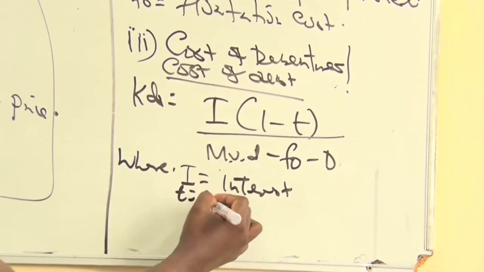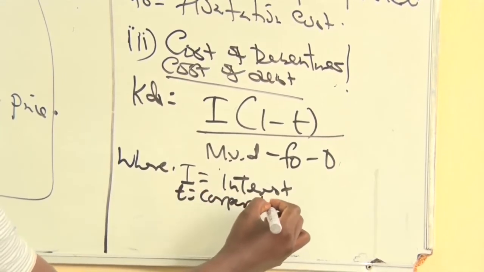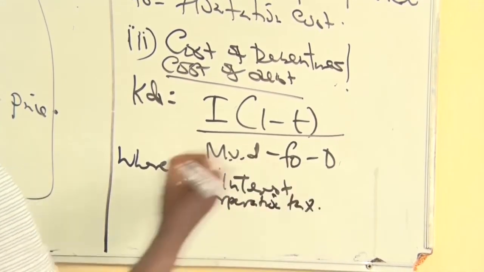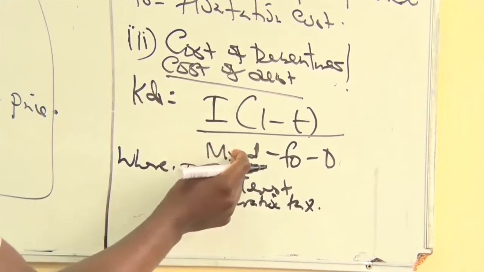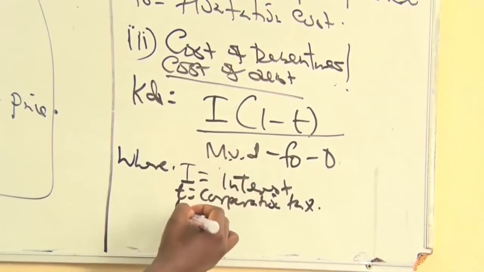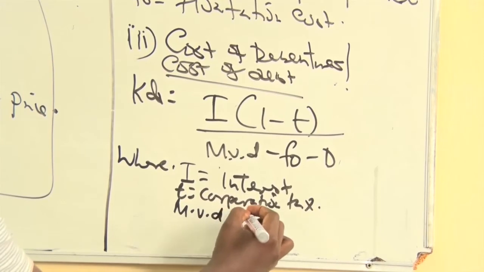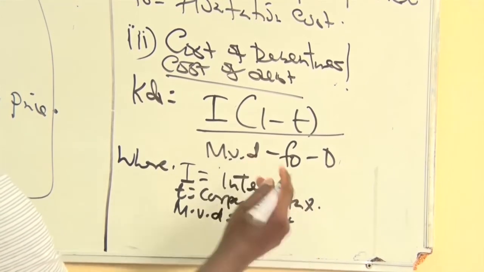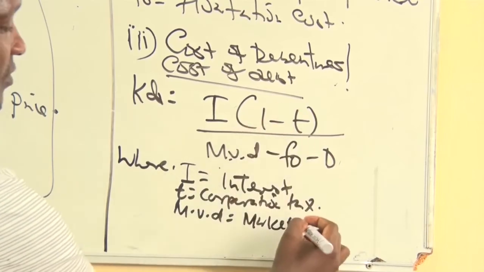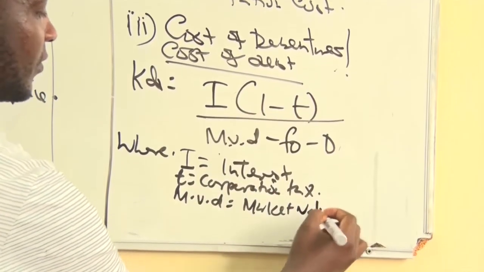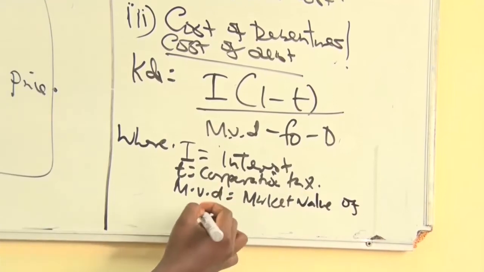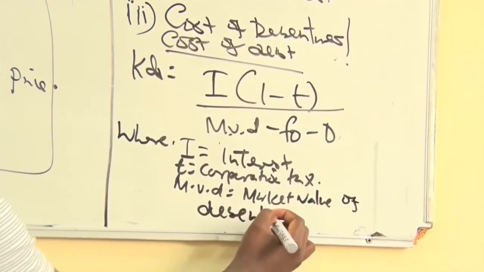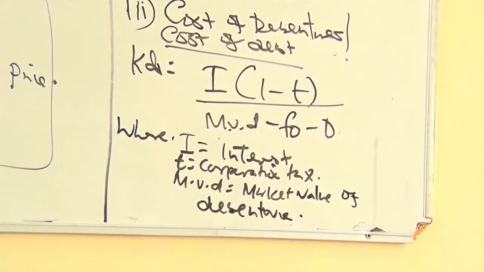T is the corporation tax. And MVD in this case is the market price of a debenture, or the market value of a debenture.